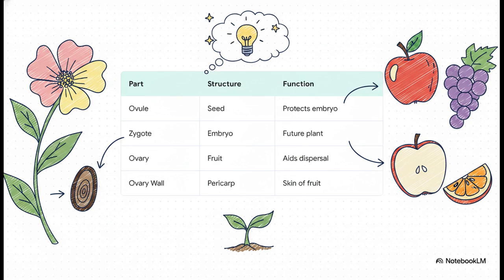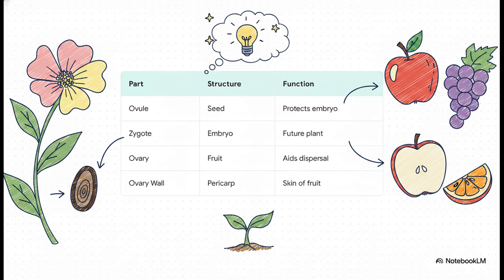Remember the ovule we discussed? That becomes the seed, protecting and housing the embryo plant. The zygote becomes the embryo itself, ready to become future roots, stems, and leaves. Now, get this. The ovary, that swollen base of the pistil, swells up even further to become the fruit. The fruit's main job is to protect those seeds and aid in their dispersal by wind, water, or animals.